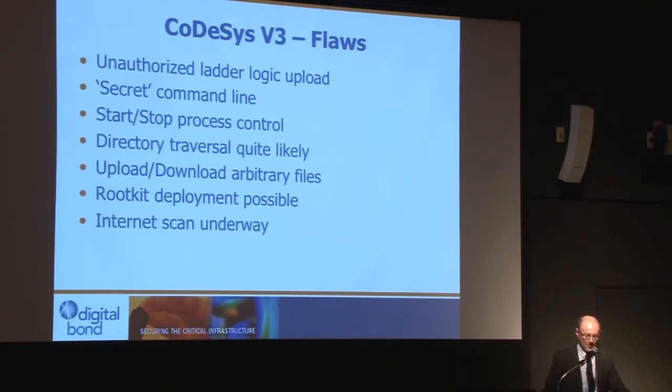So, CoDeSys version 3 has basically all the same problems as CoDeSys version 2. It probably will have the same directory traversal bug as version 2, meaning that we could access any file on the system, although the test PLC that we have didn't have any useful files on it to try this with. We're currently scanning the internet to see if we can find more CoDeSys version 3 controllers, to see if there are any connected and to hopefully get them removed.